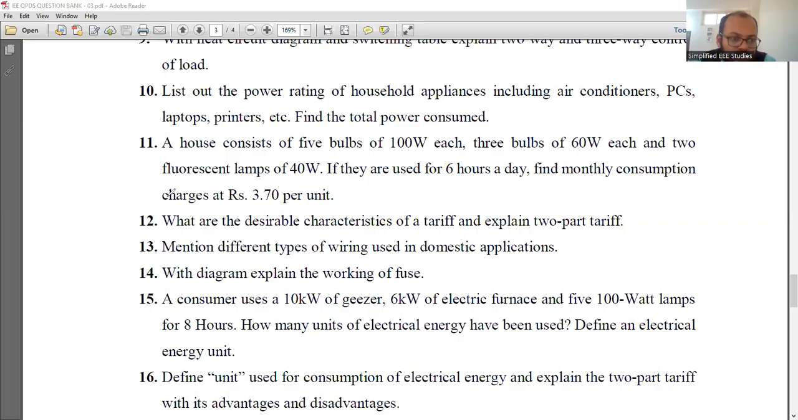So the 12th one we already covered. The 13th one: mention the different types of wiring used in domestic applications. That is also important.